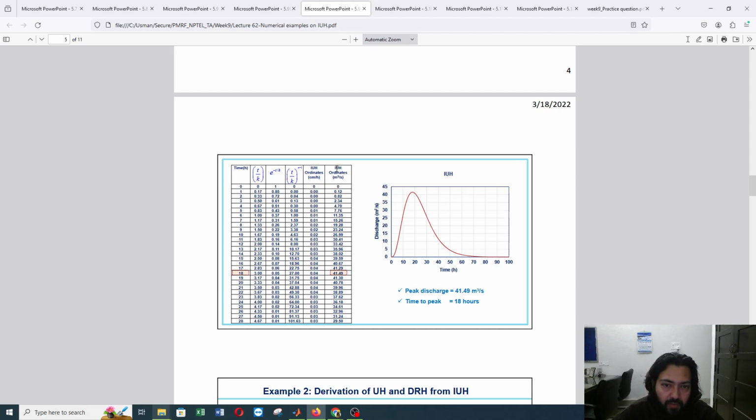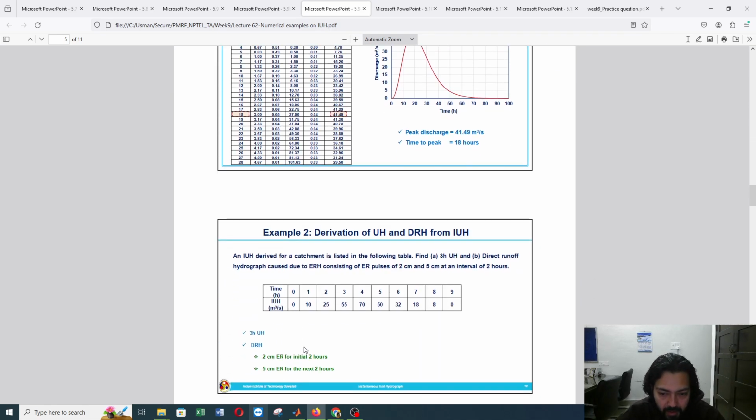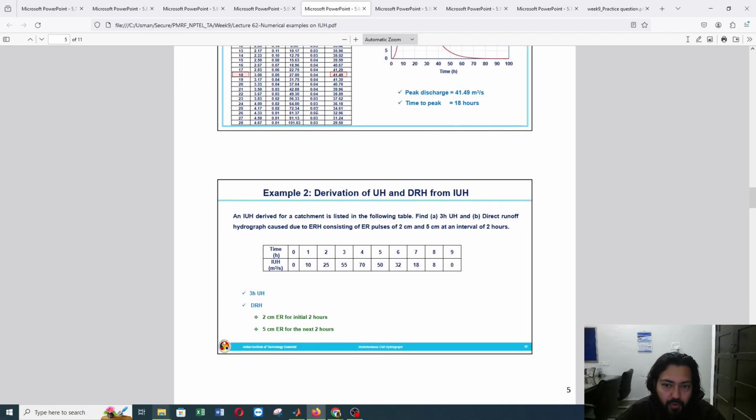So these values of instantaneous ordinates are nothing but the values of IUH that we got. And if we look at the peak discharge value, the peak discharge is occurring at 18 hours. So we can say that the time to peak is 18 hours and peak discharge is 41.49. So this is how we can use the Nash model to derive IUH. Then there is another approach of deriving unit hydrograph and DRH from instantaneous unit hydrograph, right?